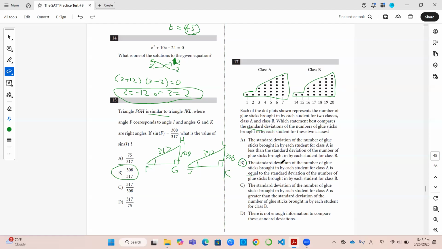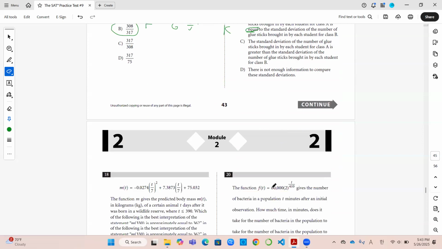The standard deviation of the number of glue sticks brought in by each student for class A is equal to the standard deviation of the number of glue sticks brought in by each student for class B. Equal is the key answer here. Just look at the shape and how the data are spread out.